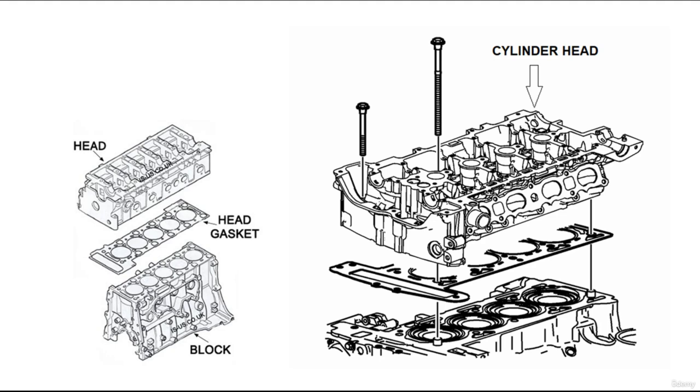So openings in the cylinder head allow coolant to pass through the head. Coolant must circulate throughout the cylinder head to remove excess heat. The coolant flows from passages in the cylinder block through the head gasket and into the cylinder head, and the coolant then passes back to other parts of the cooling system.